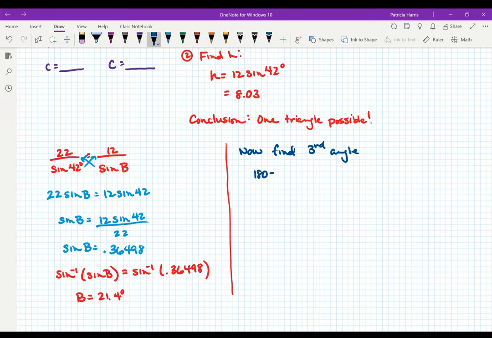Okay, again, you're going to subtract from 180. Remember, it doesn't matter what type of triangle you have. All angles will add up to 180. So we have 116.6 degrees.